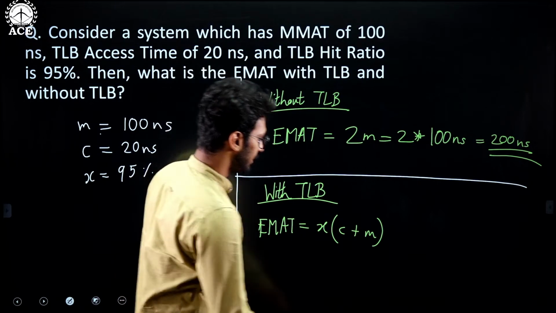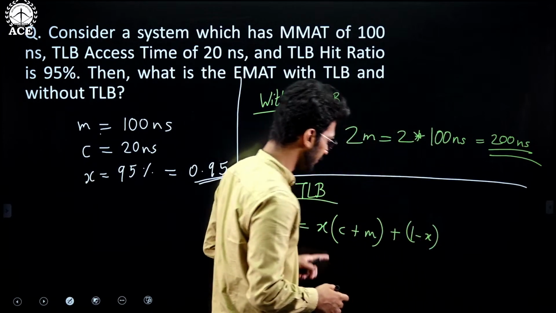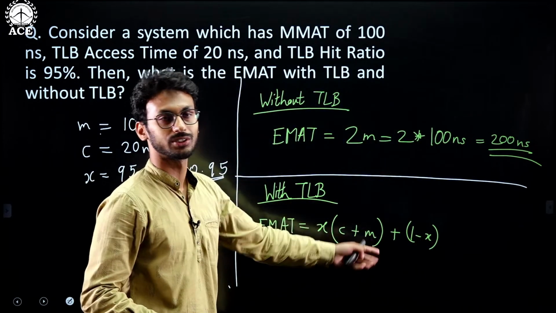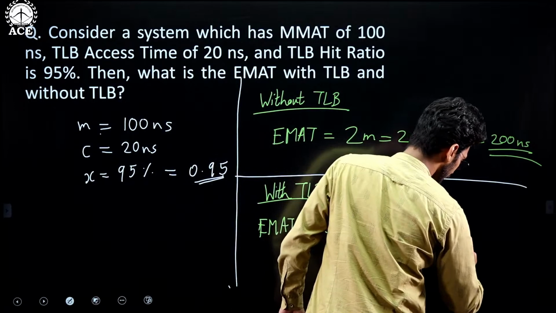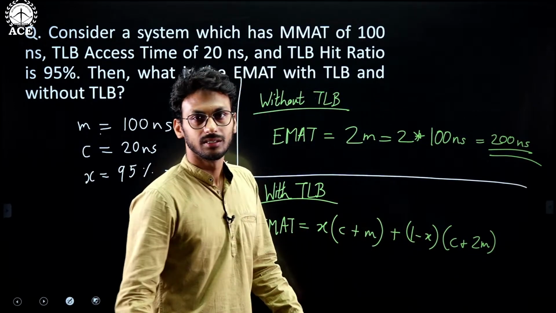To access physical address space, main memory access time. Main memory only. Done. Plus 1 minus X. If there is a miss in TLB, X means TLB hit ratio, 1 minus X TLB miss ratio. C plus 2M. Why 2M? C means what? TLB.